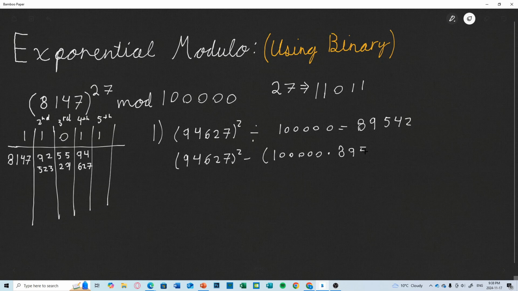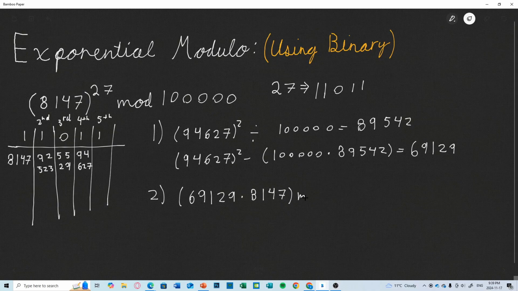And now we're just going to do our subtraction again, which is subtracted by 100,000 multiplied by 89,542, which will give us our answer of 69,129. And now, just like what we've been doing, since it's a number 1 as our digit, we need to have 2 steps. And our second step is taking our remainder from step 1, which is 69,129, and multiplying it by our original value inside of the bracket, which is 8,147. And we're going to take this modulo 100,000.